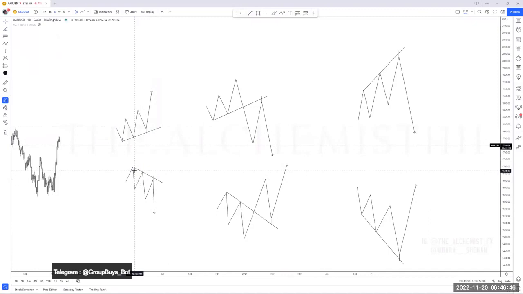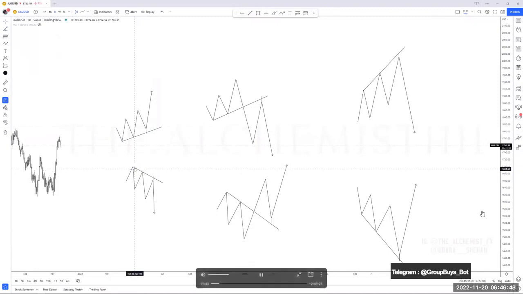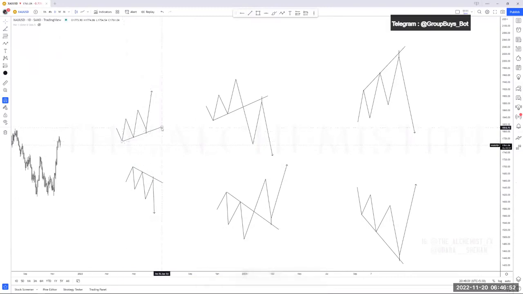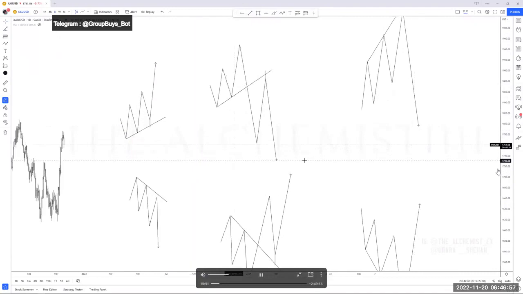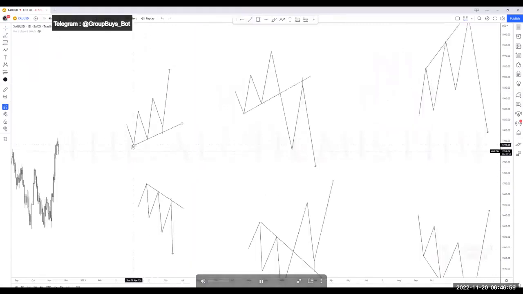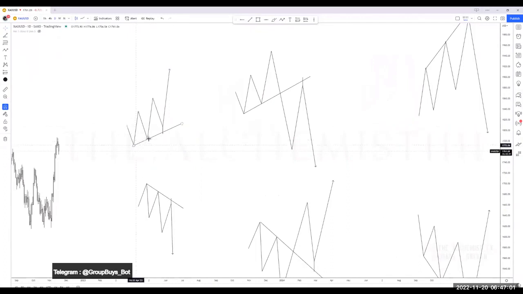For this, I don't mean you can't use any other trend lines. You can, but these are the best ones. The best ones always come from 45 to 60 degrees. Those will be the best type of trend lines.